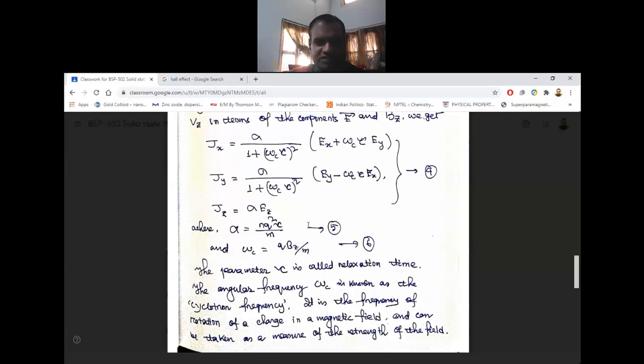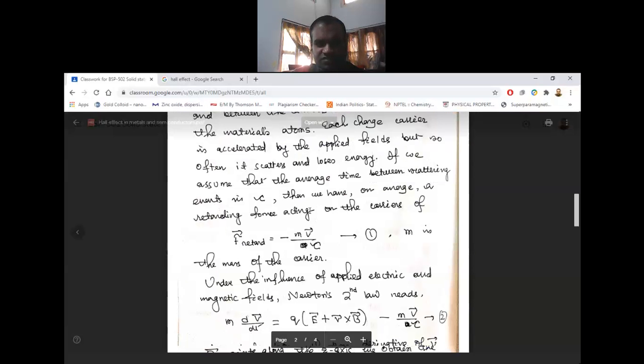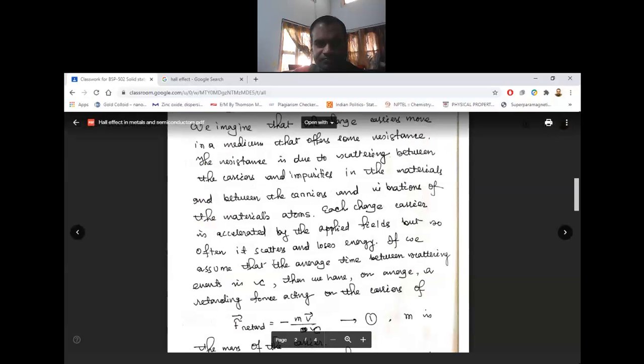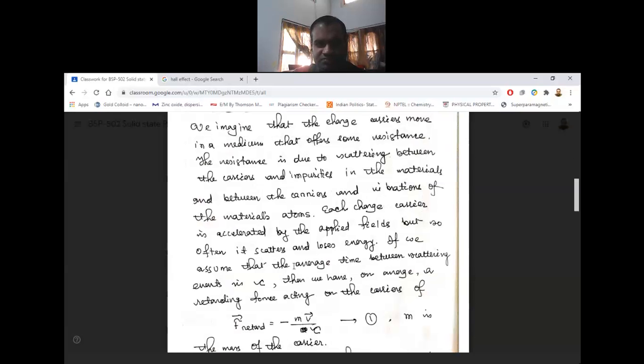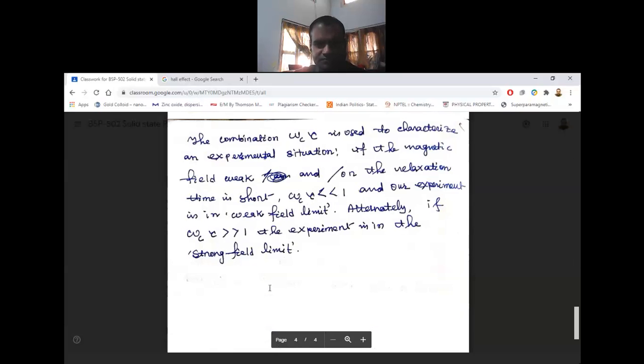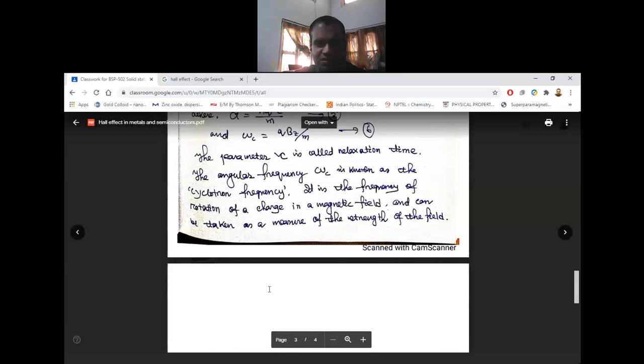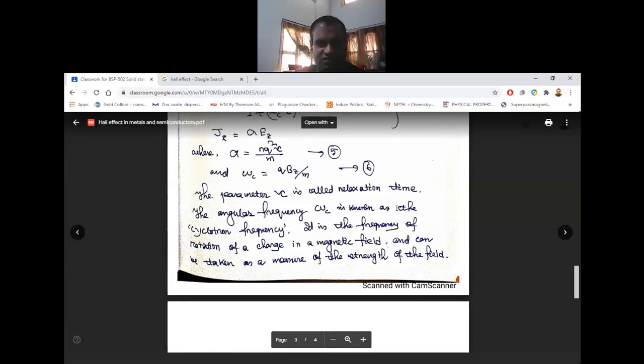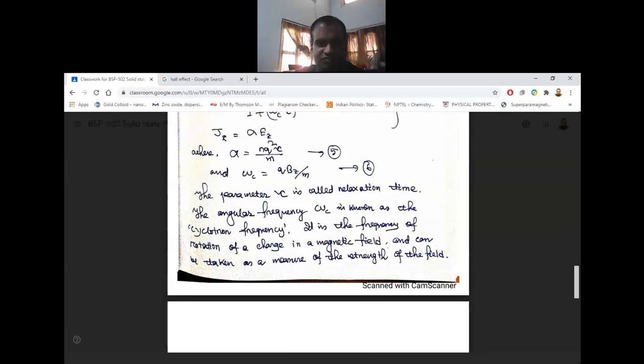The parameter tau is called relaxation time. Relaxation time is like the time between two consecutive scattering events, which we have already discussed. It is the average time between scattering events, scattering with one impurity and then scattering with another impurity.